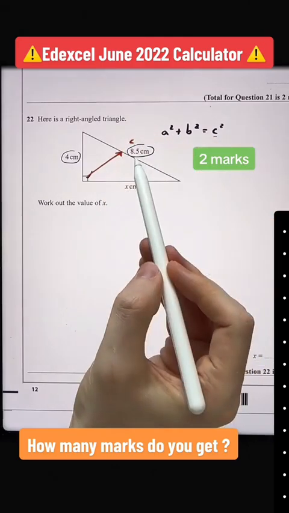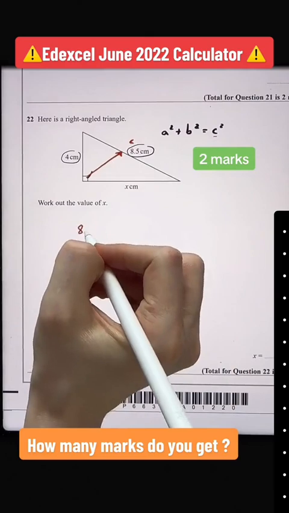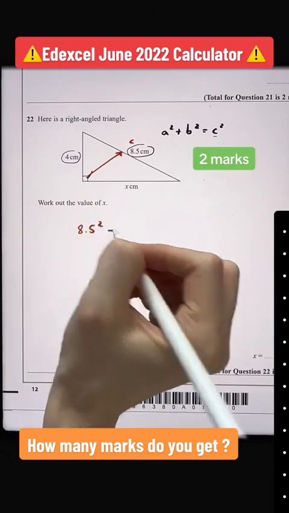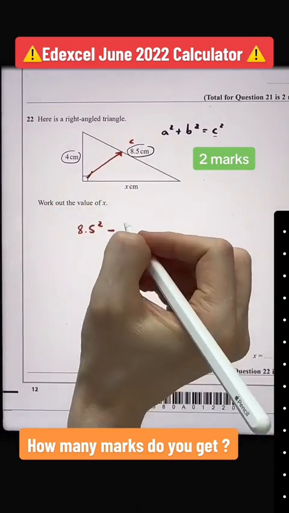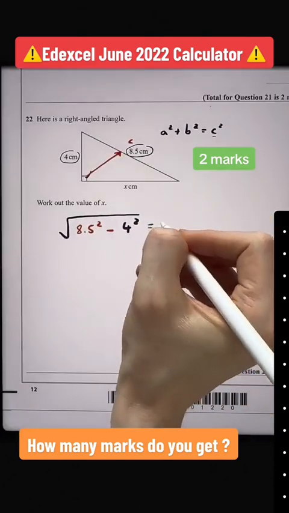If we're given c, which we are in this case, and we're finding a shorter length, we always do c squared, in this case 8.5 squared. Instead of adding, we now subtract the shorter side squared. In this case, we're going to subtract our 4 squared, and we always square root at the end, which equals 7.5.